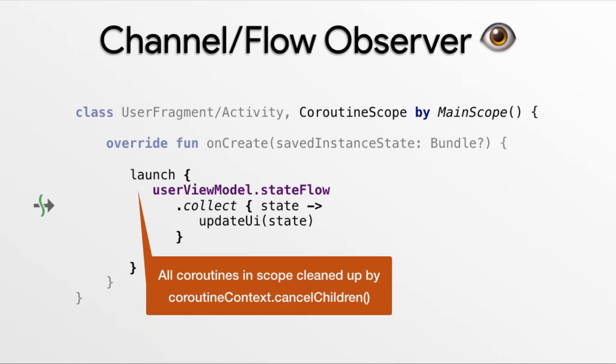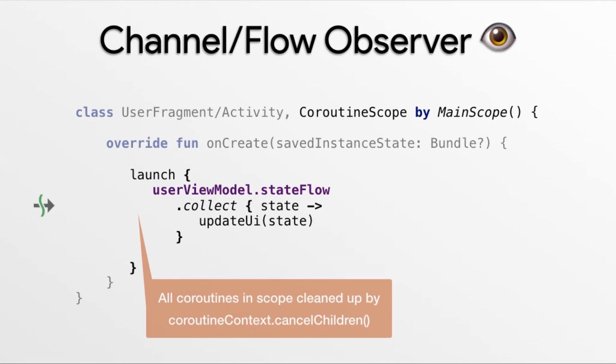But you have to clean up the coroutines at the end. Just say cancel children. So all of the coroutines launched by this class using the launch function will be cancelled and cleaned up, and the observables will not be observed anymore, and there's no memory leaks.